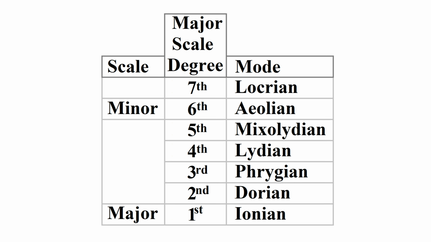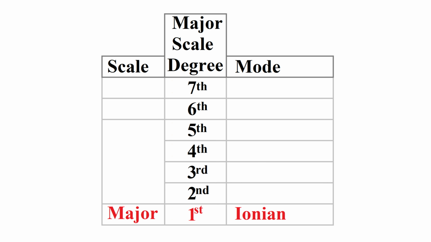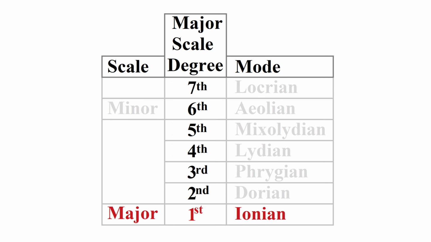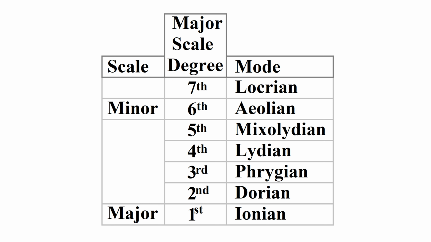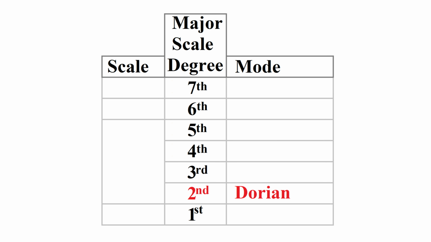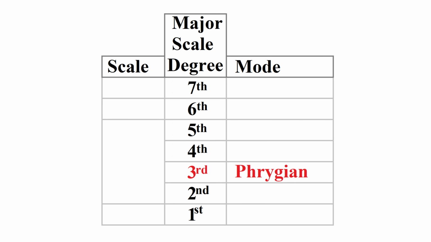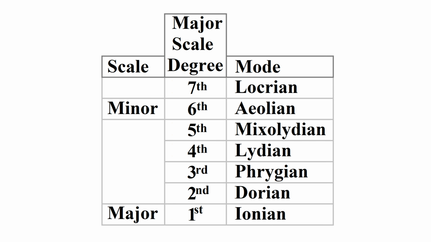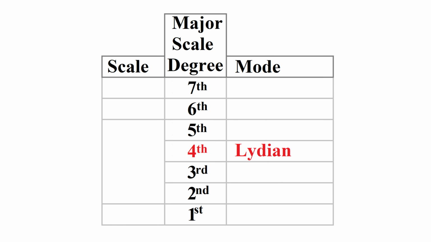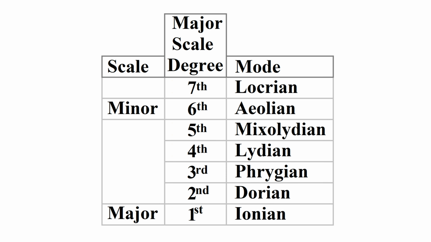The first degree of a major scale, we obviously find major, and the mode is Ionian. When we move to the second degree of all major scales, we have Dorian Mode. On the third degree of any major scale, we find the Phrygian Mode. And the fourth degree of any major scale, we have the Lydian Mode. The fifth degree, Mixolydian Mode.